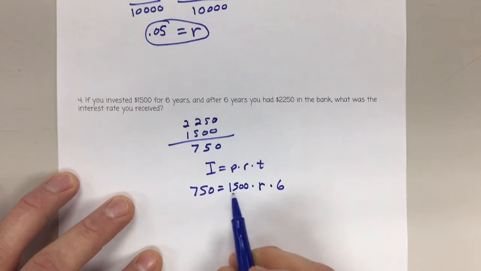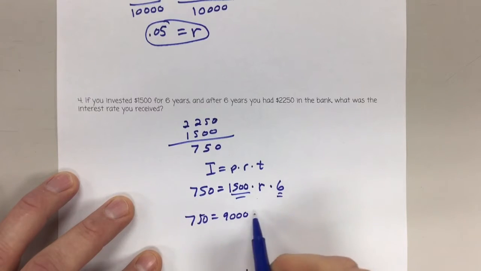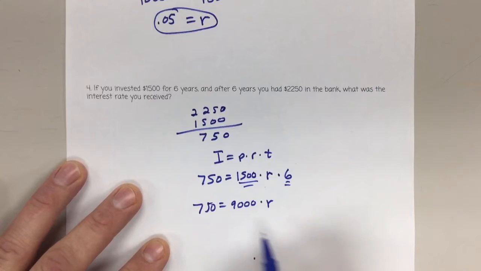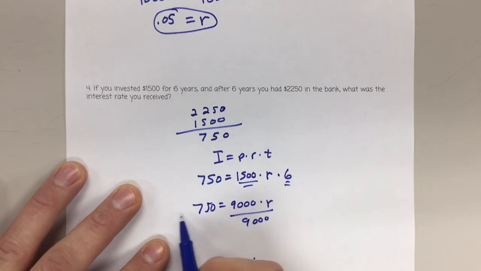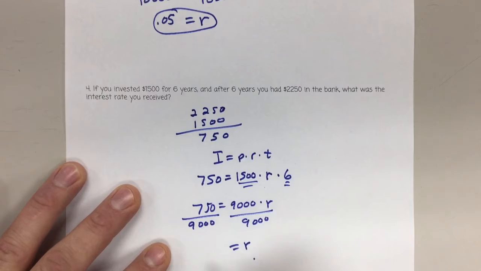So the first thing you should do here is multiply 1,500 by 6. That's $9,000. Then I'm going to divide both sides by 9,000. So 750 divided by 9,000. And my interest rate's about 8%.